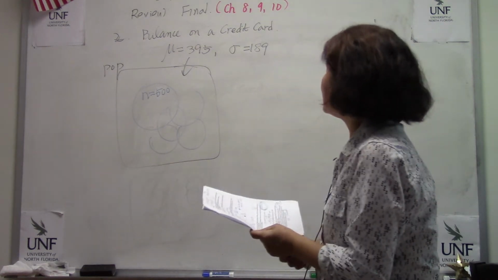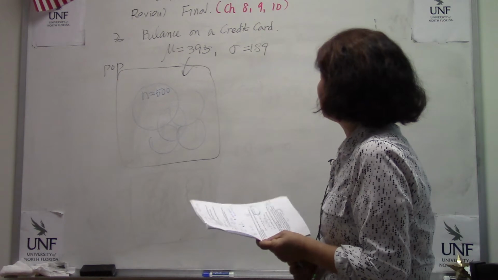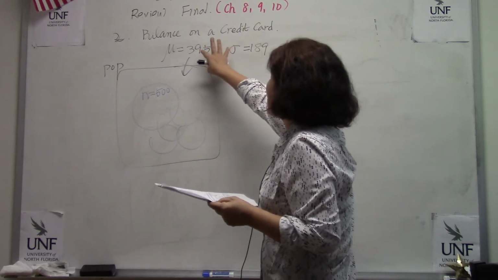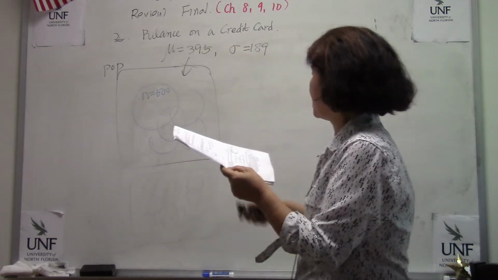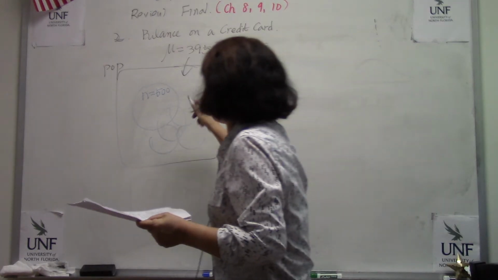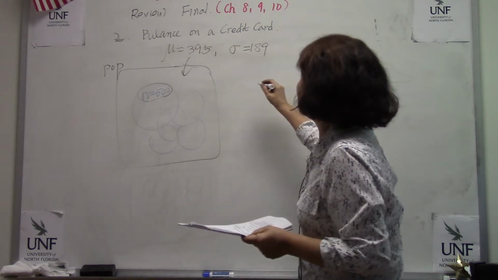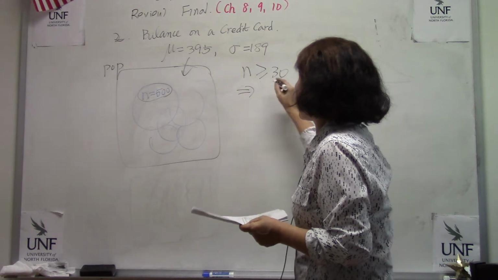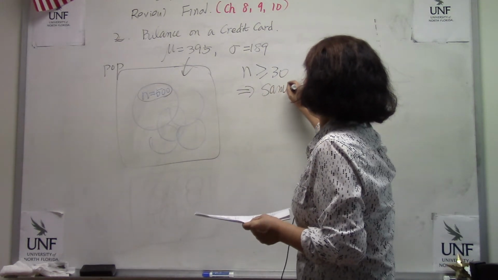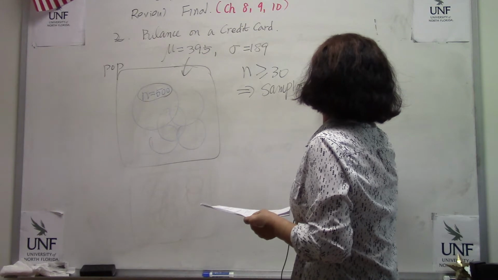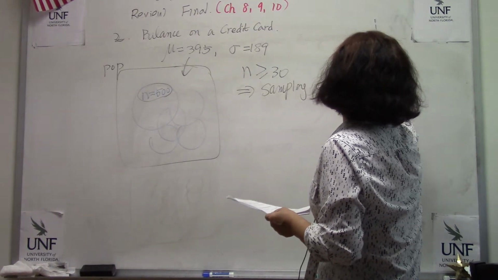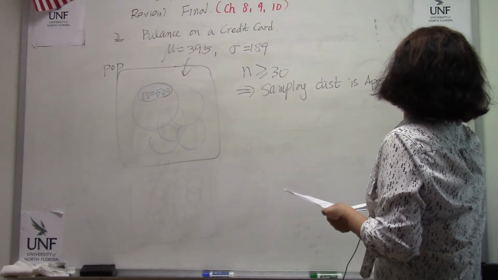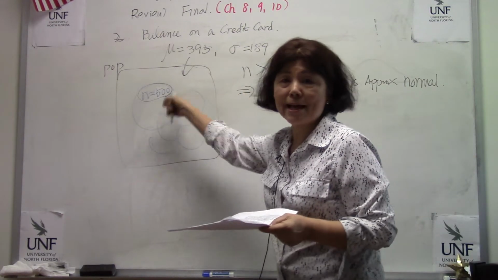So what are we going to do? First of all, let's think about the normal distribution. In the problem, they did not assume that the population has a normal distribution. But however, here the sample size is 500. N is greater than or equal to 30. We can assume that the sampling distribution is normal. Okay? Sampling distribution is approximately normal. So, it indirectly says that.